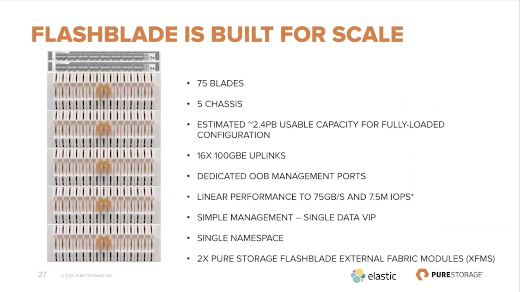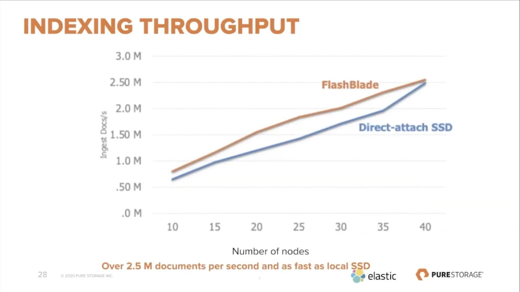So what are the FlashBlade specs? You can scale up to 5 chassis, with probably about 2.5 petabytes. It's got dedicated out-of-the-box management ports. And for your linear performance, it gives you very good IOPS. It uses a single namespace. Here's a glimpse of what performance can be achieved on FlashBlade. We'll go into detail on the benchmarking in a bit. It is on par with direct attached SSD.